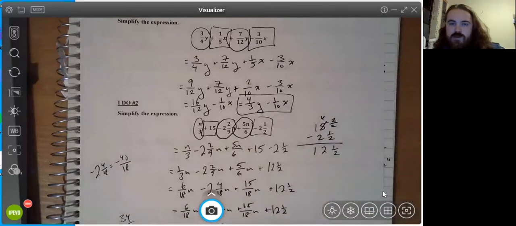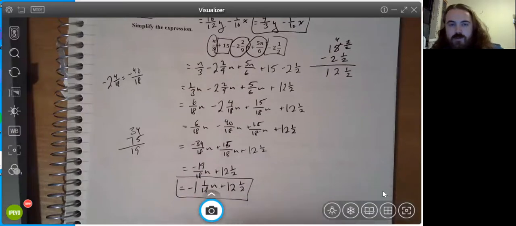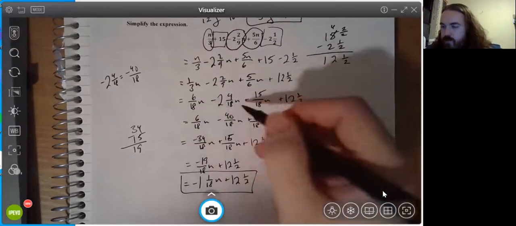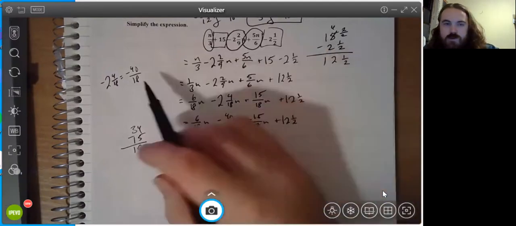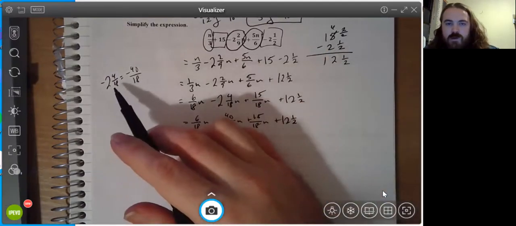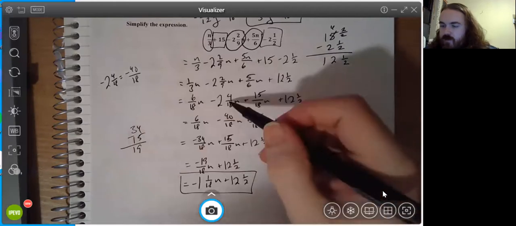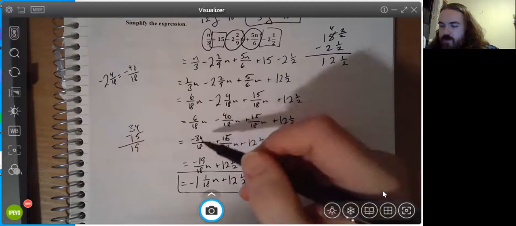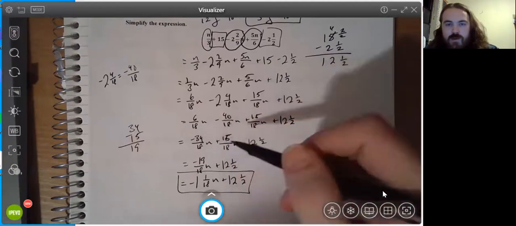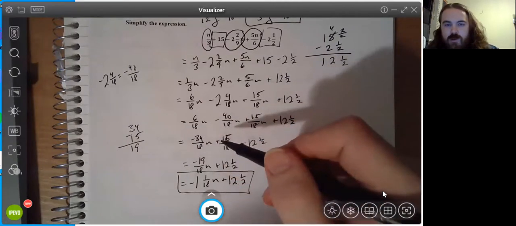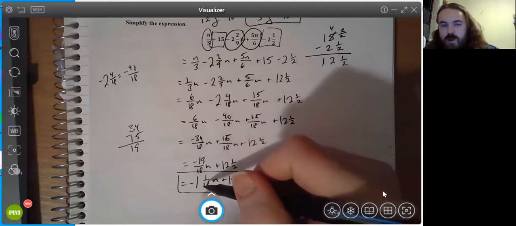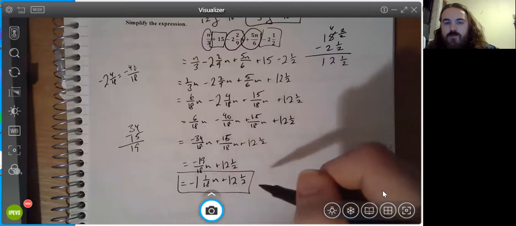Wow, I totally wasn't even showing you guys those steps. What I just did, sorry everyone. So you would see up to here. Now I found that negative 2 and 4/18 is the same as negative 40/18. So just replace that, negative 40/18. Then I combine like terms, 6/18 and negative 40/18 to get negative 34/18. Then I combine like terms again, negative 34 and positive 15 to get negative 19/18. Then I simplify that by putting it into a mixed number, negative 1 and 1/18, and plus 12.5.